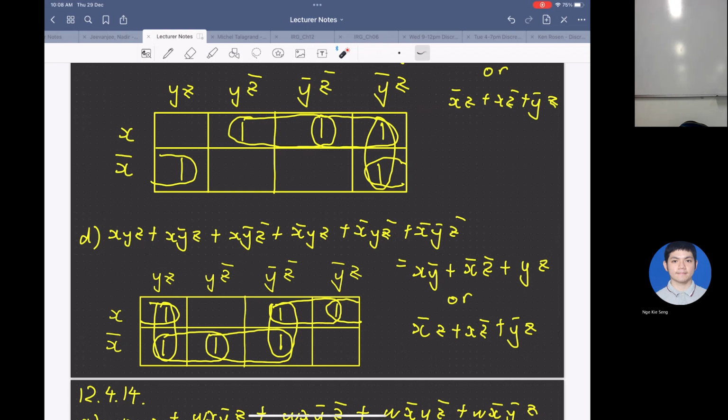So for non-essential ones, you need to be careful. Use your discretion to check what is the least number of blocks to take.